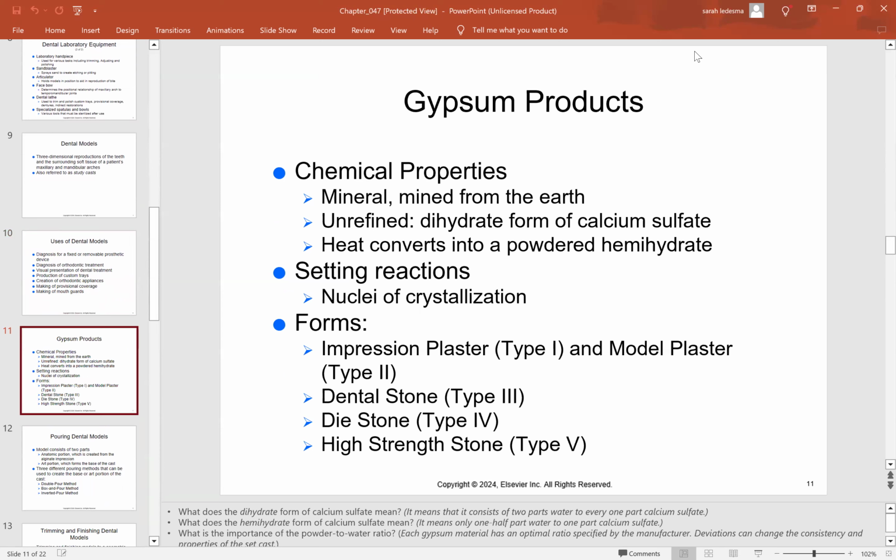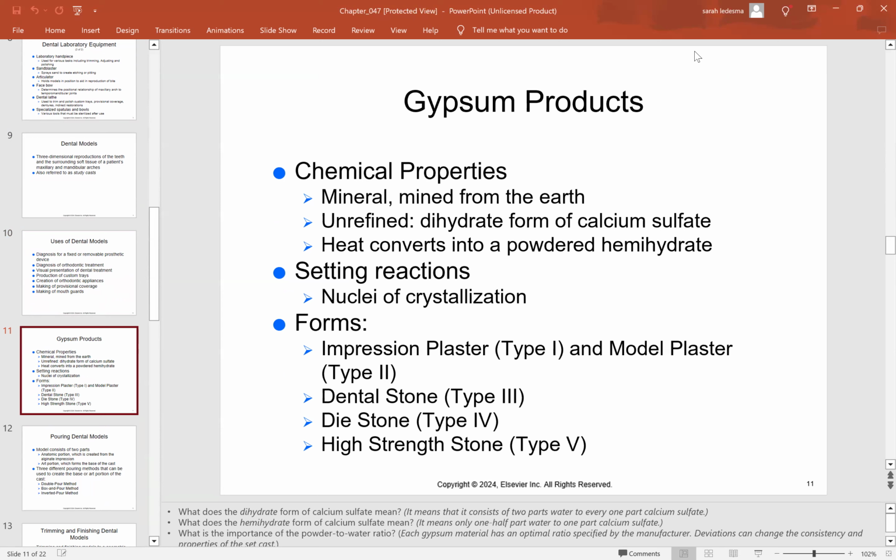Gypsum products: their chemical properties. They are minerals, so they're mined from the earth, an unrefined, dehydrated form of calcium sulfate. Heat converts it into a powdered hemihydrate.